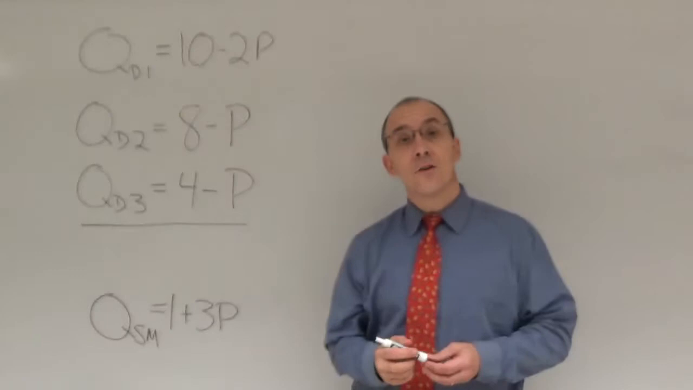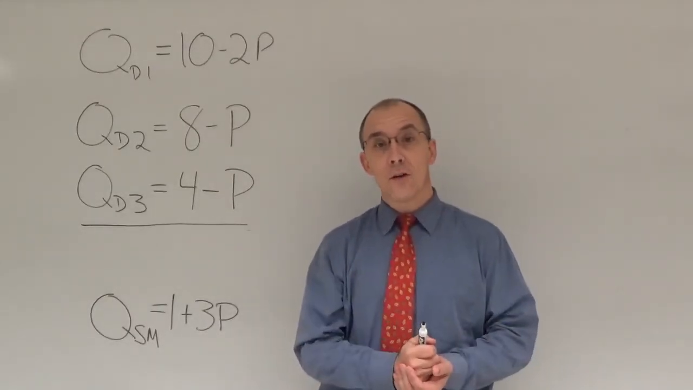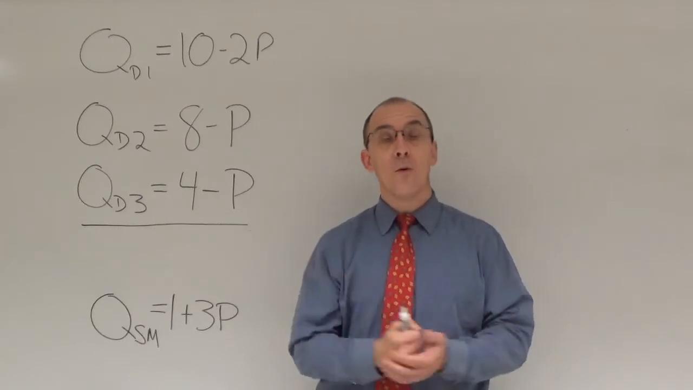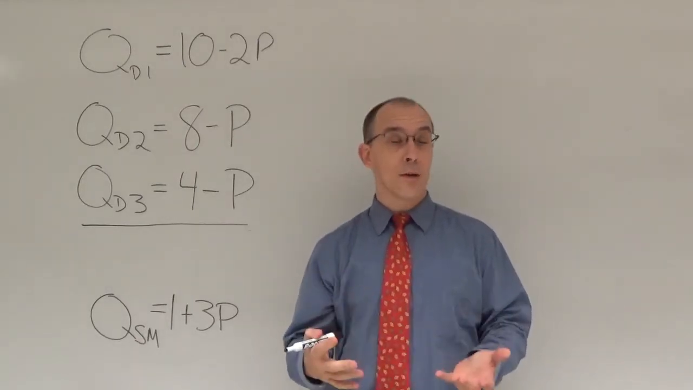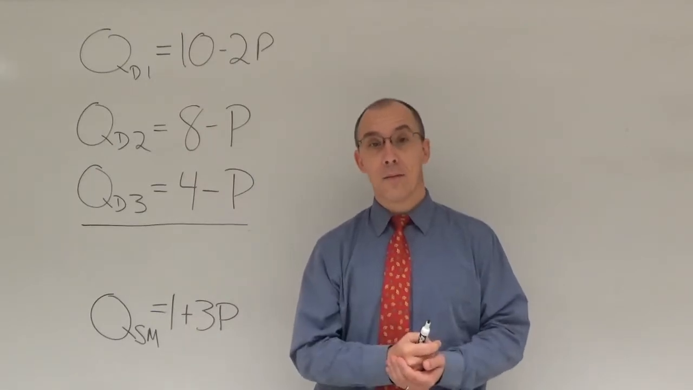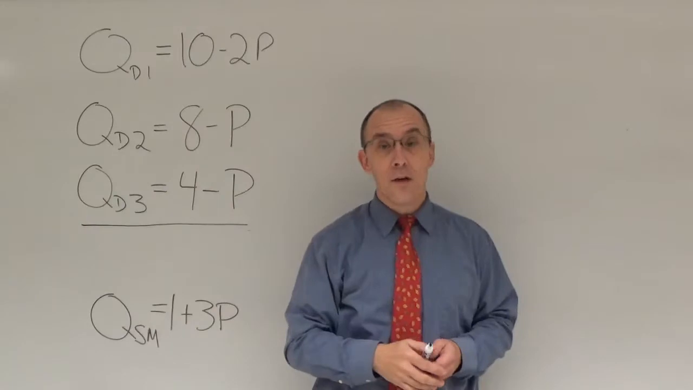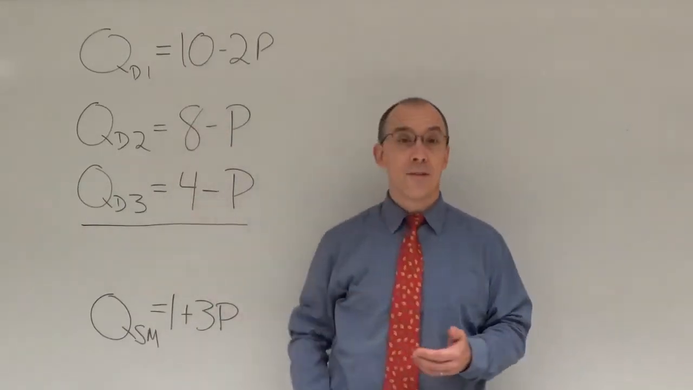Hello, this is a short little video looking at the interaction between individual demand curves and market demand curve and how we can use that to figure out what the market price would be and what individual consumers would want at that price. In this problem we have three different demand curves, representing three different individuals.